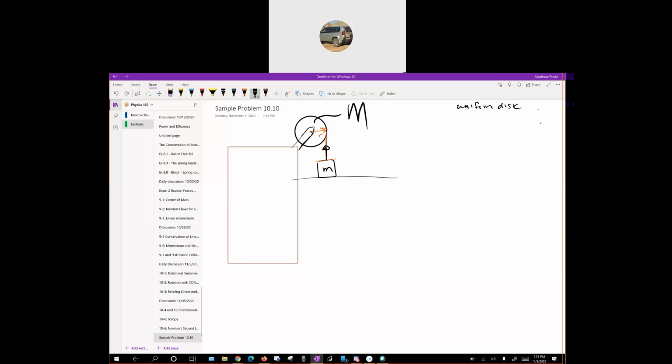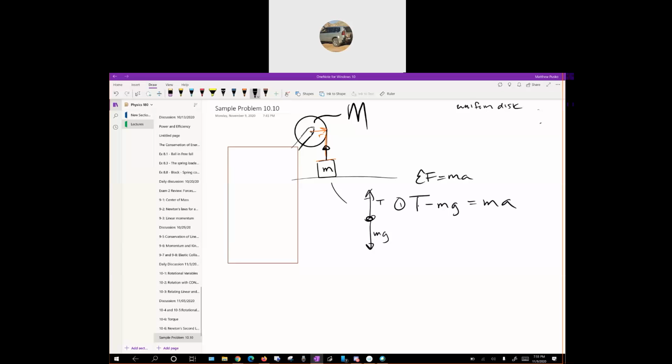If we look at this mass right here, first of all, we have a tension going up and mg going down. We can Newton's second law it and say the summation of the forces is equal to the mass times the acceleration. It's a tension going up and an mg going down. That does not equal 0. Remember I taught you that. It's going to equal some mass times acceleration. Let's hold on to that for now.